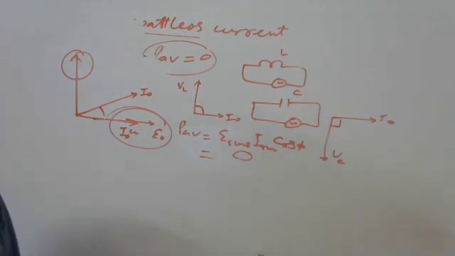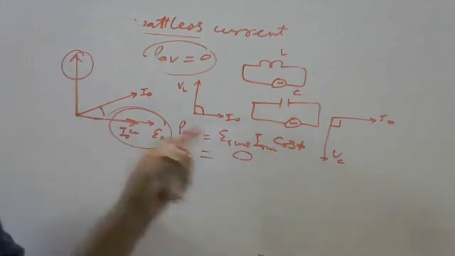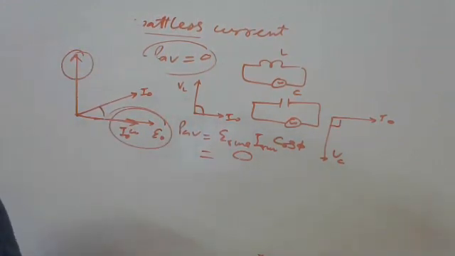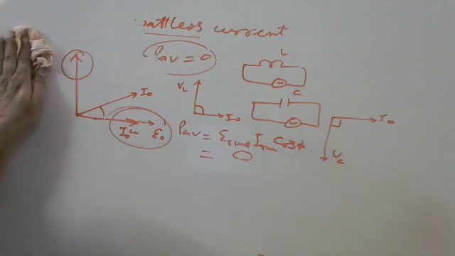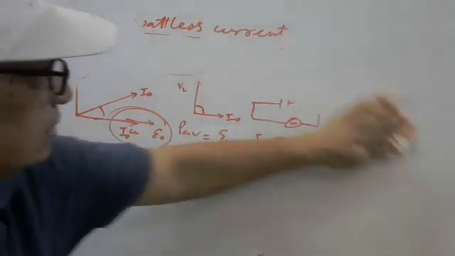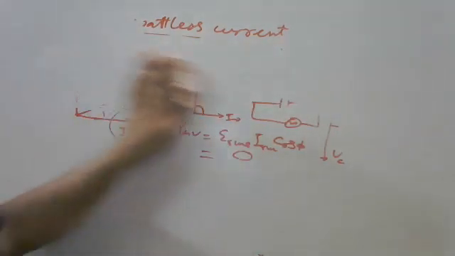Got this point? So wattless current means in each and every cycle, because this resolved component, wattless current, is perpendicular to the voltage, power will be 0. Okay? Power will be 0. This is called wattless current. So wattless current means, as the name suggests, wattless, powerless current.